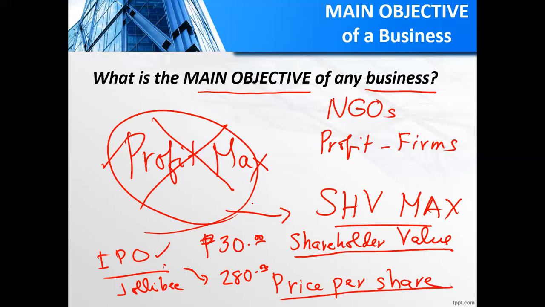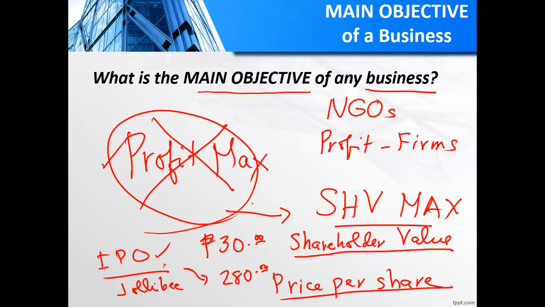So to shareholders, to owners of the business, what's important is that the shareholder value is maximized. Oo nga, let's say Jollibee keeps on reporting profitability. Pero after 30 years, ang share price na 20 pesos per share. So bumaba pa yung value ng ininvest ko, di ba?